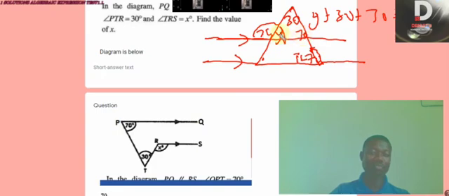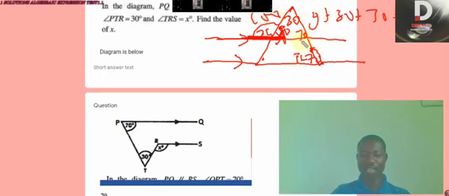So the 30 plus 70 will give us 100. What is left to make a triangle? 80. So here is 80. If this is 80, and that x will play the straight line principle, so x plus 80 must give me 180, which is the straight line principle. Therefore, x is 100.